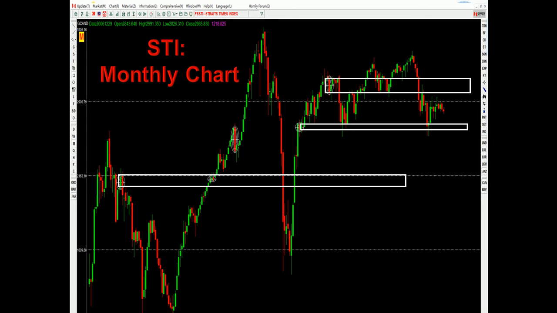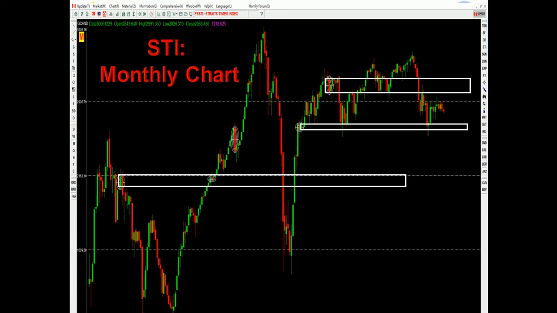Then let's see the STI index. This is the monthly chart. I also use the time black hole to judge the support and resistance. If you see the time black hole appear and the price falls below it, you should sell. It tells you that the price may go down. Then the time black hole appears again. If you see the price above the time black hole, it means the price may go up again.